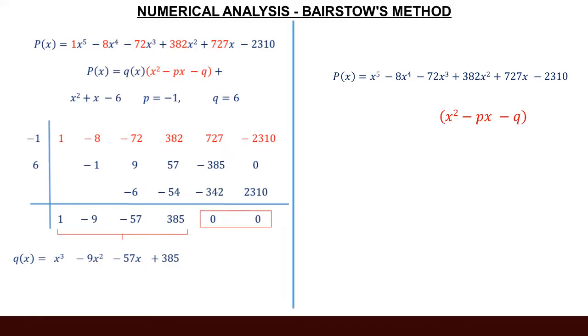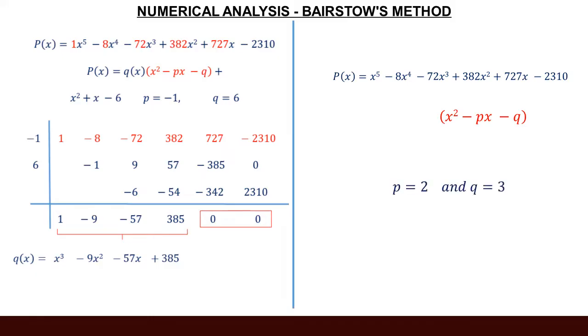Now let's take a close look at this synthetic division, where we used p equal to minus 1 and p equal to 6. Looking at this last one we just did, where we used x squared plus x minus 6, what happened? It gives us a remainder of 0. So p and q have to be specific numbers before it will give you a remainder of 0.